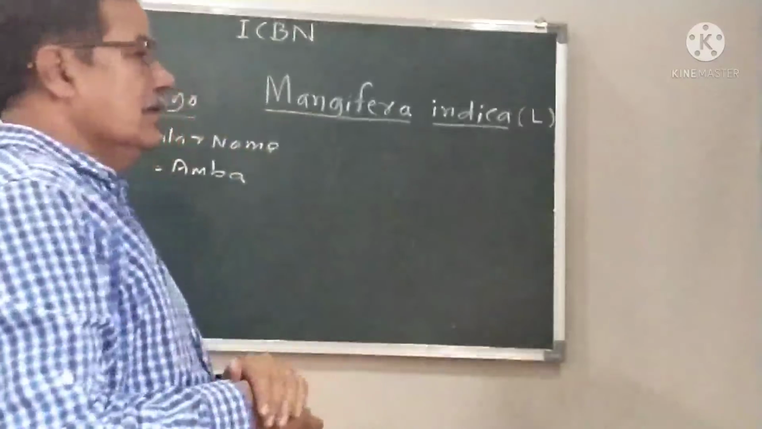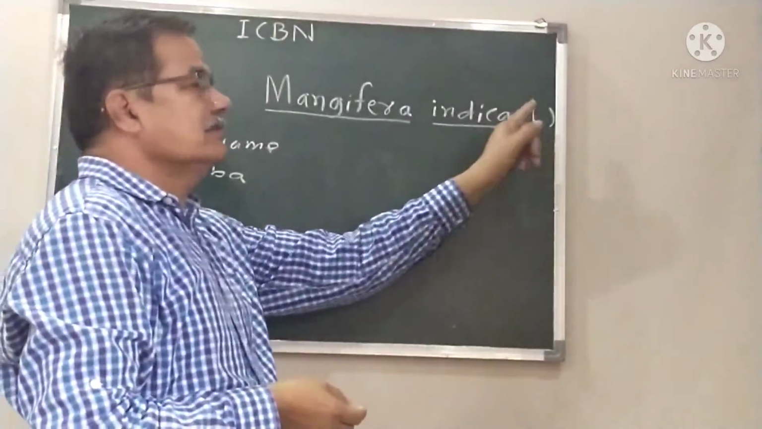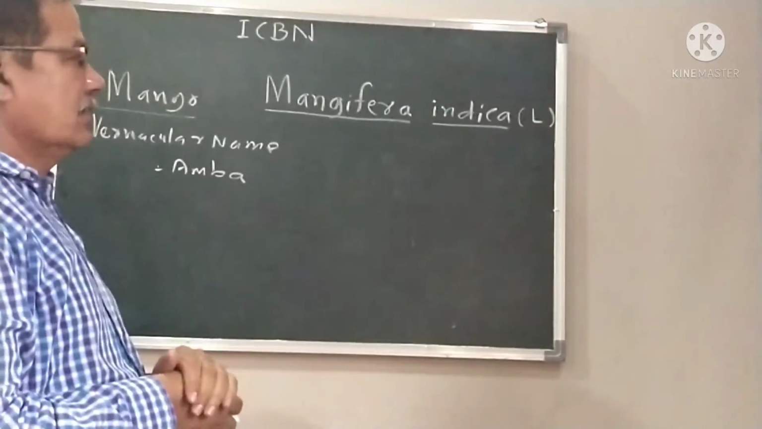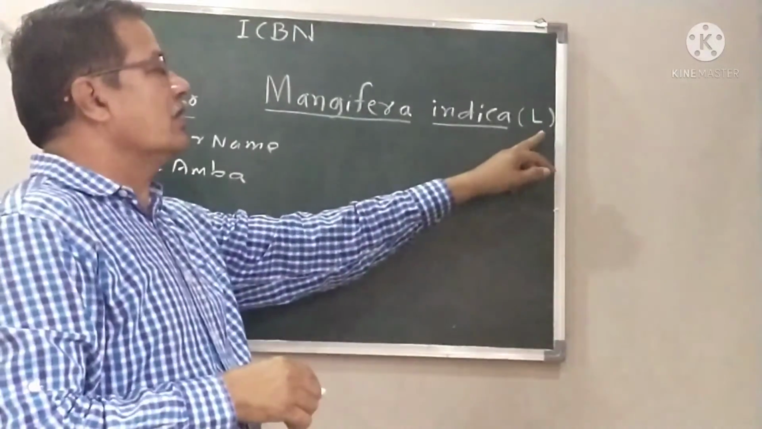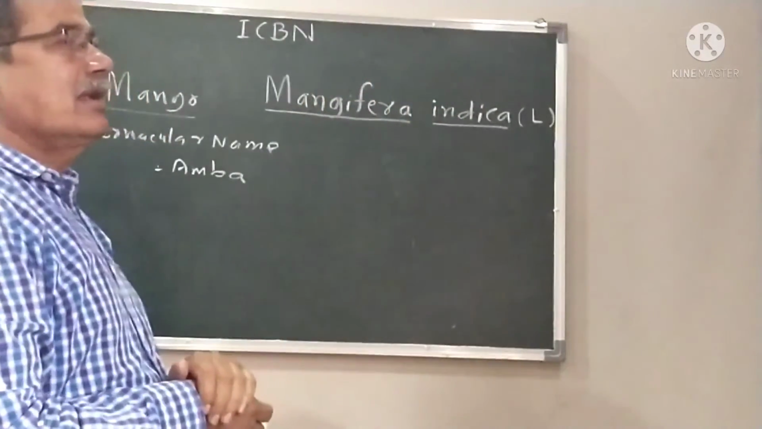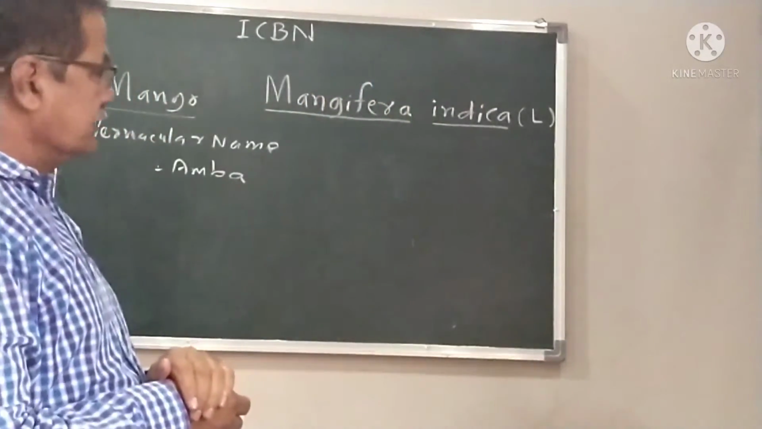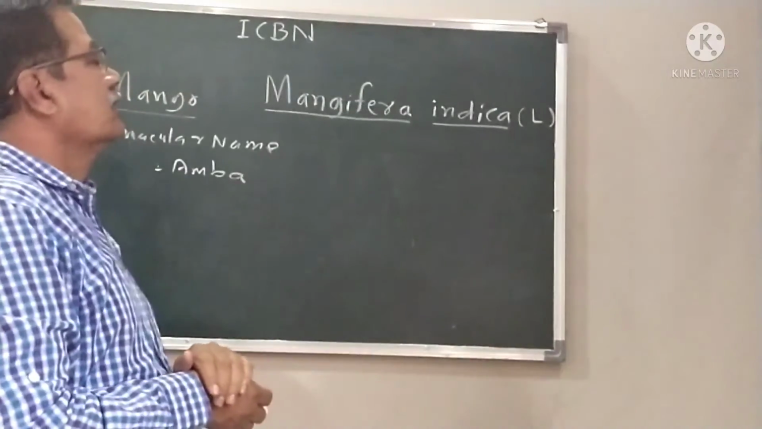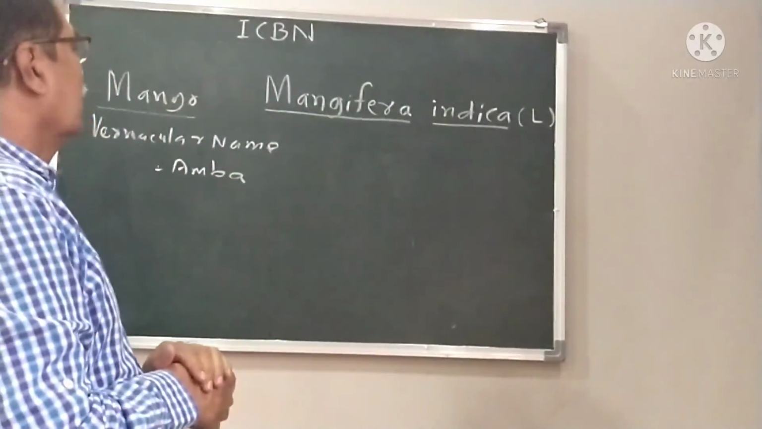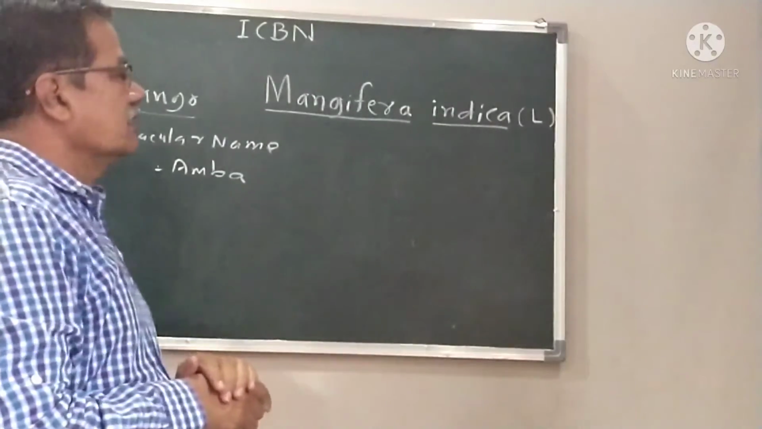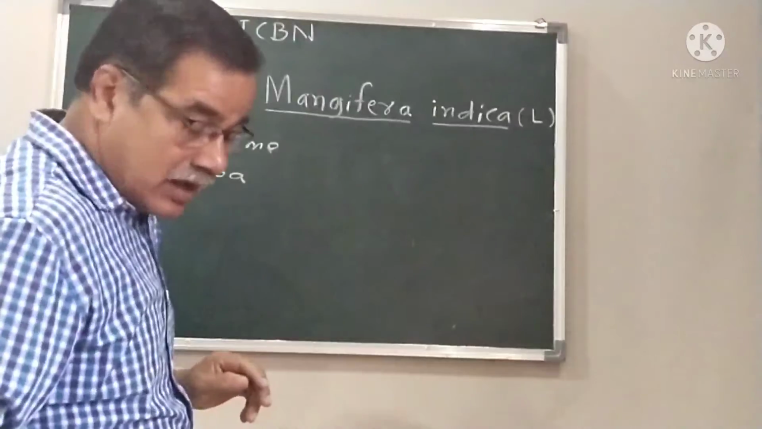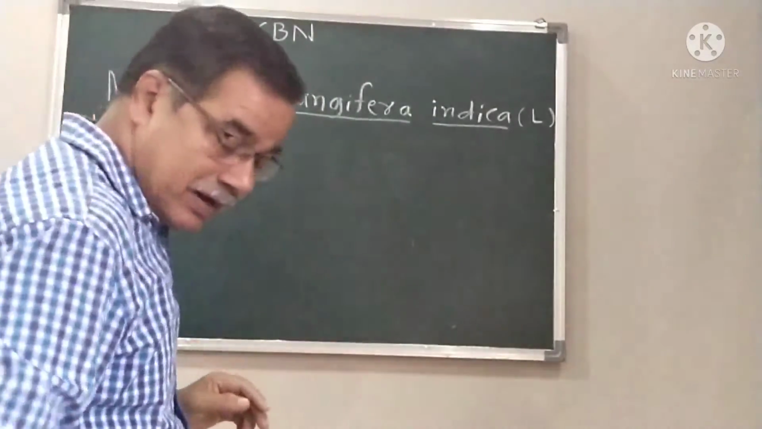Here, the capital letter is an abbreviation letter. That is L. L means Linnaeus. The Linnaeus researcher first observed this Mangifera indica. Means by following such types of rules and recommendations, for the plants which are observed in a particular area, the name is given.